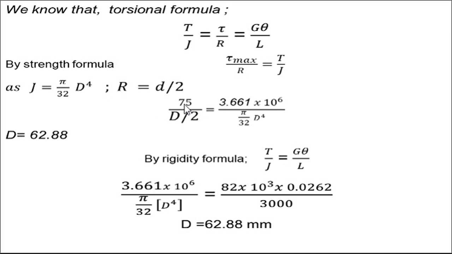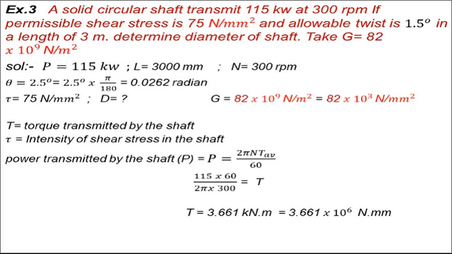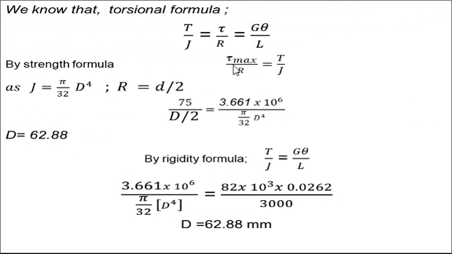There is only one unknown, that is the diameter. The tau value, sorry, the shear stress value is given as 75, divided by d by 2, and the torque applied we determined earlier, 3.661 into 10 raised to 6, and J is the polar moment of inertia. By solving this, with only one unknown, we determine the diameter of the shaft as 62.82.